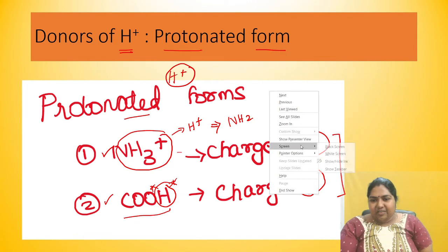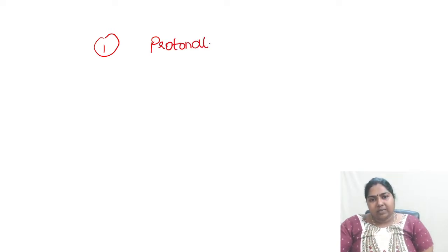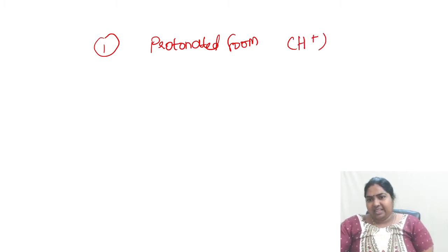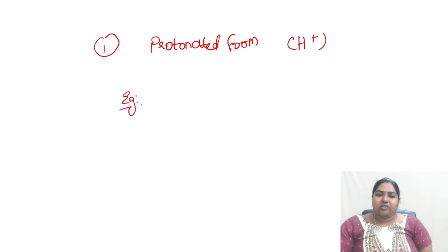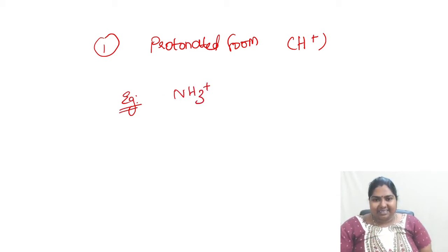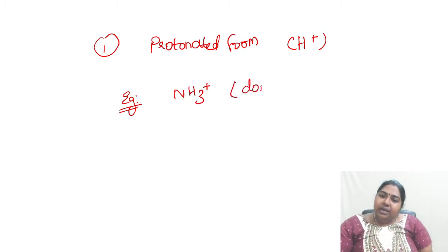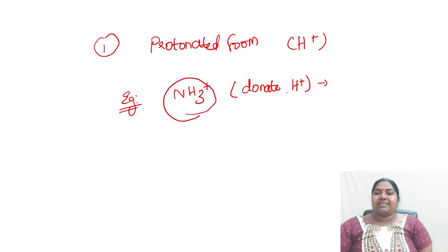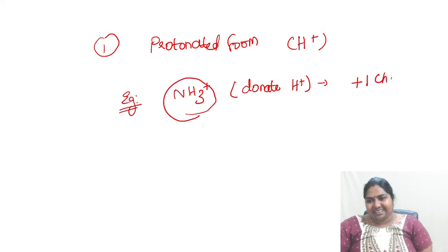We will just recap this one more time. First, we have learned what a protonated form is. Protonated means it already contains the H plus ion. The first example within the amino acid is NH3 plus, because it is able to donate H plus. After donation it becomes NH2. What is the charge of this NH3 plus? It is plus 1.